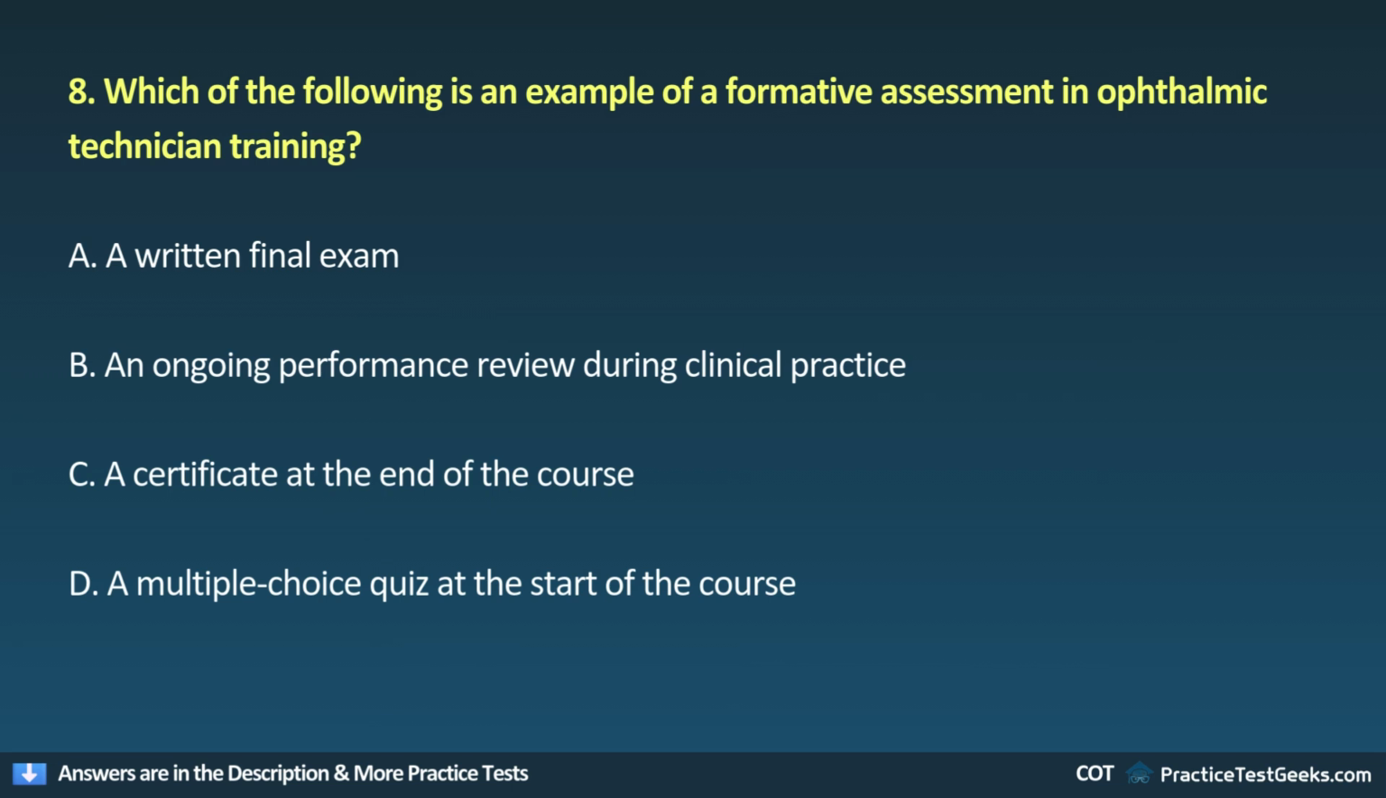8. Which of the following is an example of a formative assessment in ophthalmic technician training? A. A written final exam. B. An ongoing performance review during clinical practice. C. A certificate at the end of the course. D. A multiple-choice quiz at the start of the course.